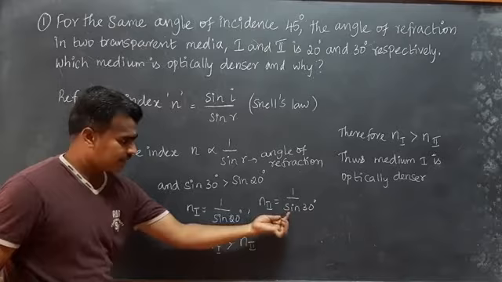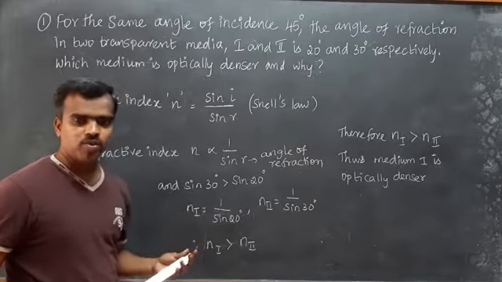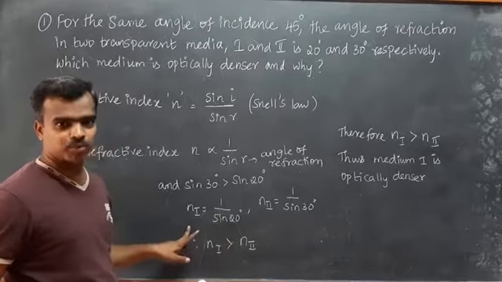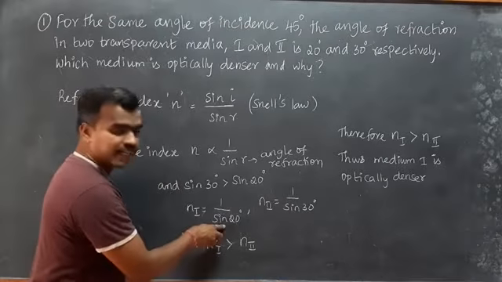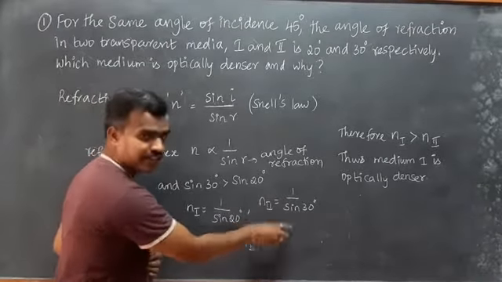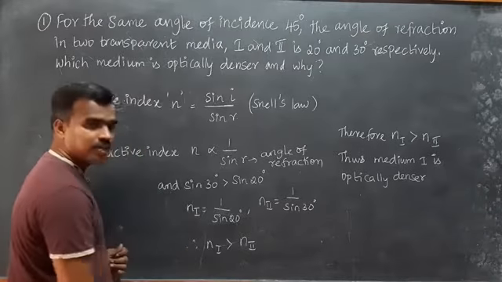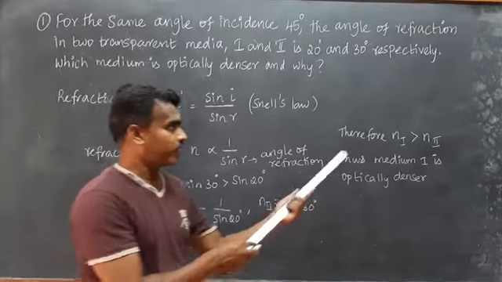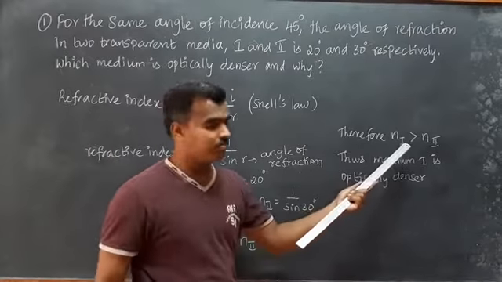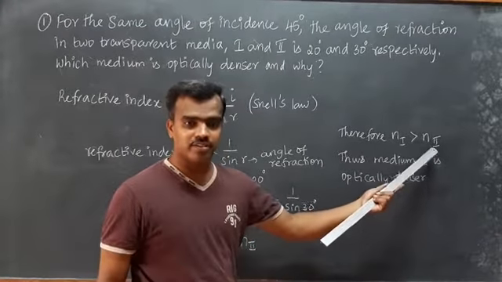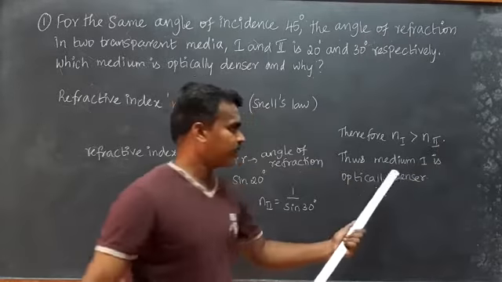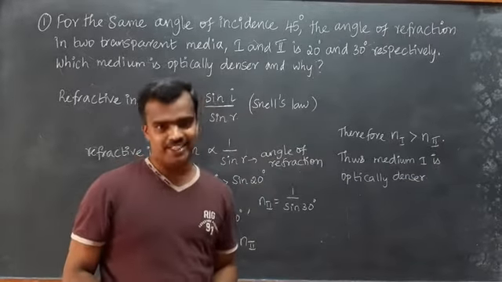Compare 1 by sin 30 and 1 by sin 20. Which will have the maximum value? This one, because sin 20 is less than sin 30. Therefore, the refractive index n1 is greater than the refractive index n2. That's why I wrote here: the refractive index of medium 1 is greater than that of medium 2. Thus, medium 1 is optically denser.